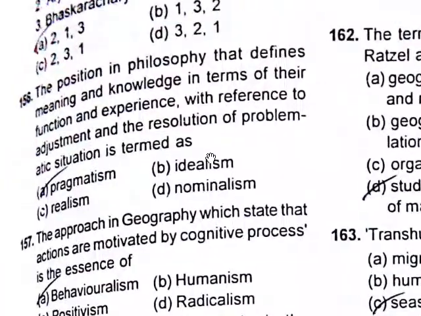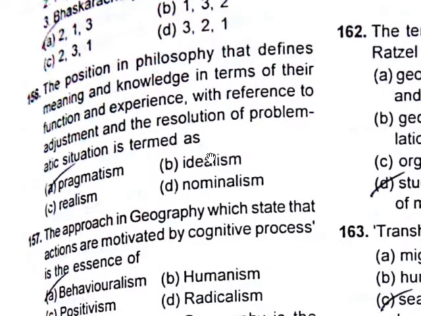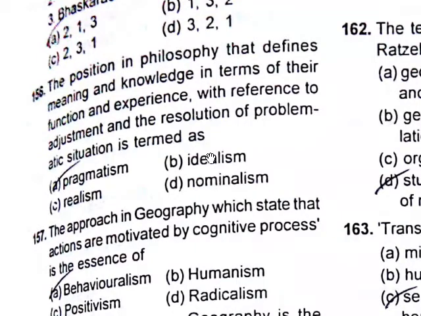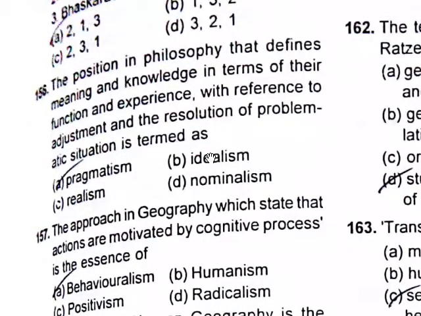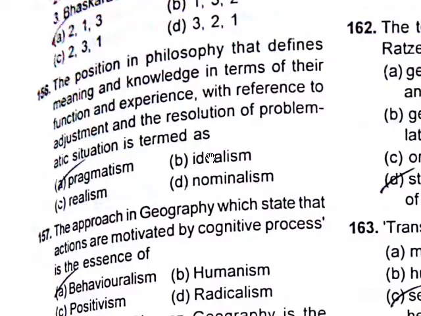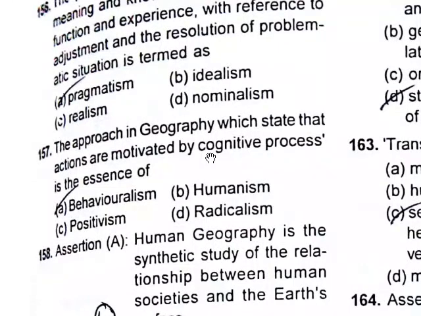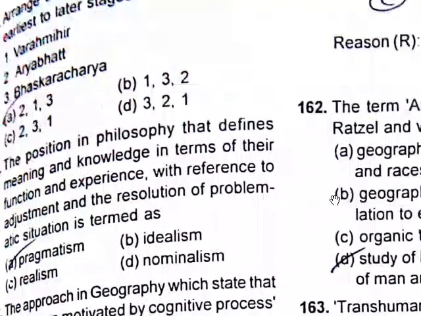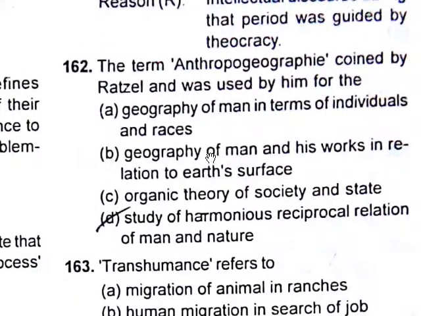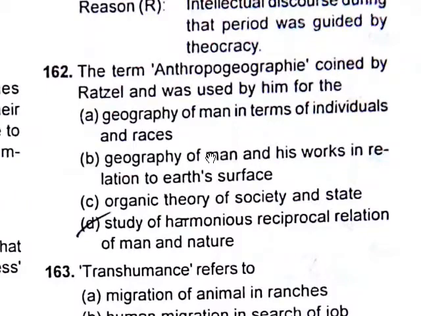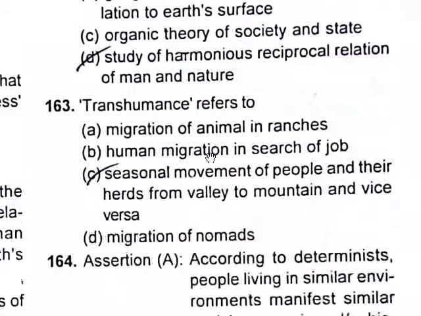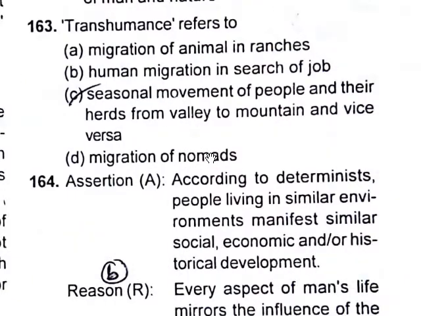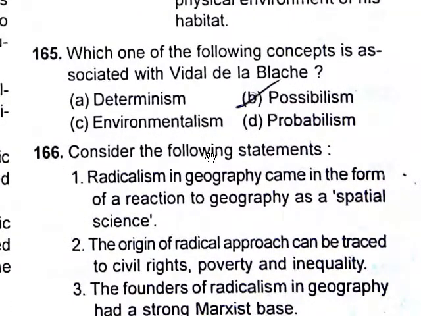Next, the position in philosophy that defines meanings and knowledge in terms of their functions and experience with reference to adjustment and the resolution of problematic situations is termed as pragmatism. The approach in geography which states that actions are motivated by cognitive processes is the essence of behavioralism. Anthropogeography was coined by Ratzel and was used by him for the study of harmonious reciprocal relation. And transhumance refers to seasonal movement of people and their herds from valleys to mountains and vice versa. Which of the following concept is associated with vital laboratory possibilism?